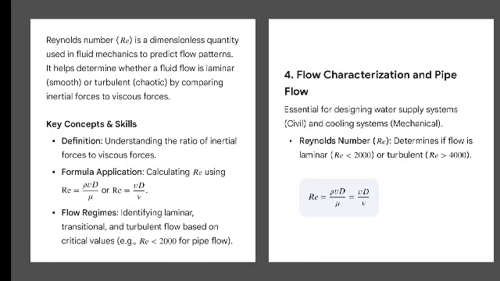Here some of the flow characterization and pipe flow. Reynolds number determines if flow is laminar when it is less than 2000. If it is turbulent, it is greater than 4000. Understanding the ratio of inertial forces to the viscous forces is nothing but your Reynolds number. So formula is Re equals to rho Vd by mu.